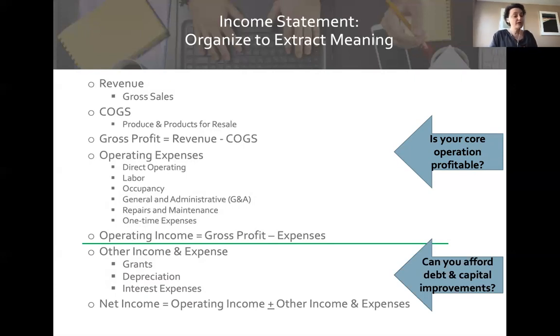If our depreciation is putting us into a net loss situation, it may be that we've overinvested in our business, that maybe we bought a tractor that we really can't afford. If our interest expense puts us into a net loss situation, we may have borrowed more money than our business can support. So breaking it out this way, we can see, is our core operation profitable, and is something else driving our profit or our losses?